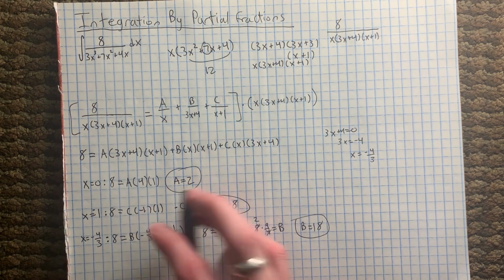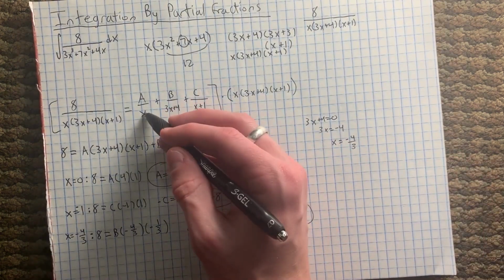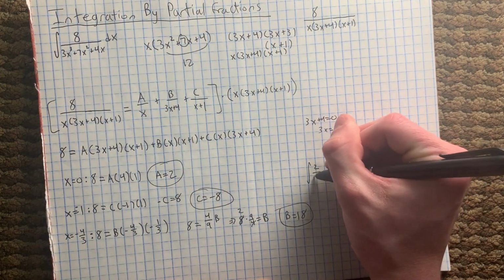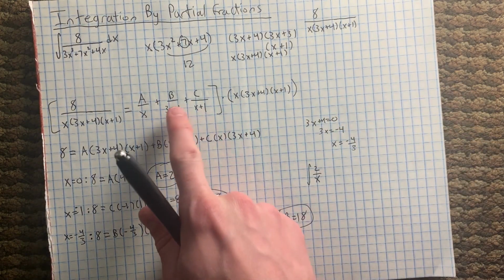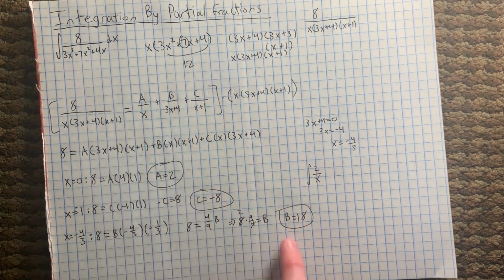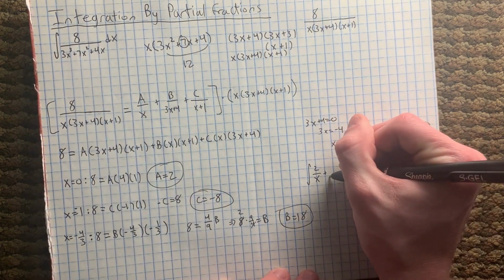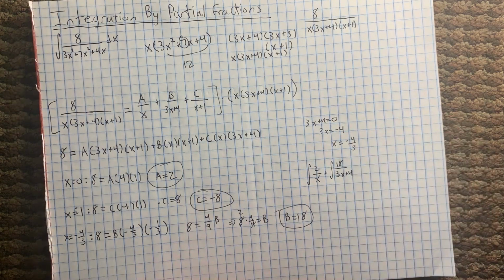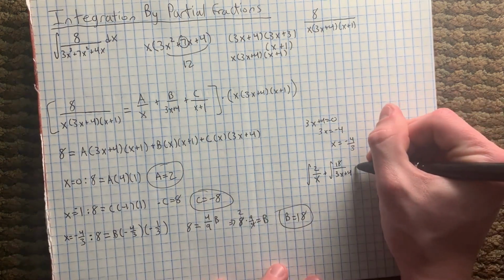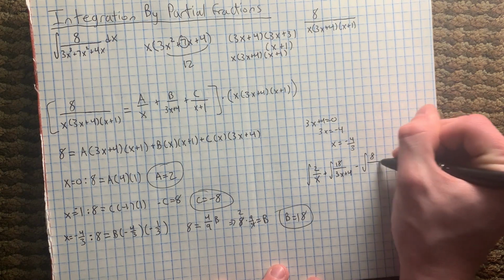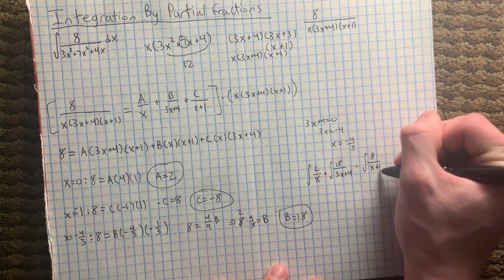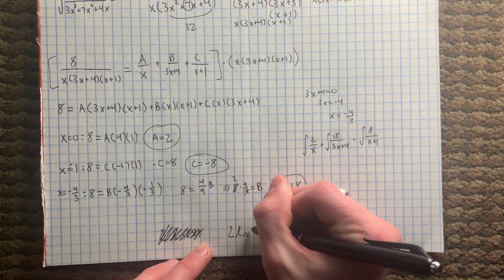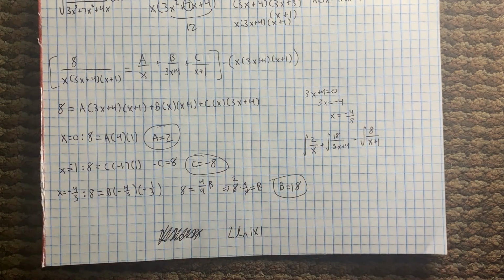So now we have the integral of a over x, so the integral of 2 over x. And we have b over 3x plus 4, so plus the integral of 18 over 3x plus 4. Finally, for c, we have minus 8, so minus the integral of 8 over x plus 1. Now this right here just becomes 2 times the natural log of the absolute value of x.